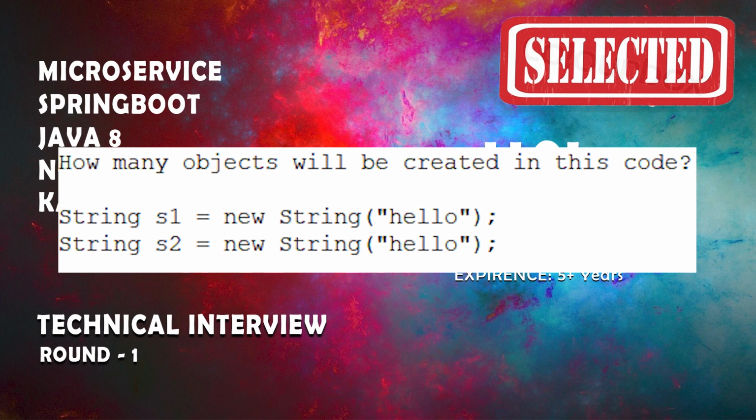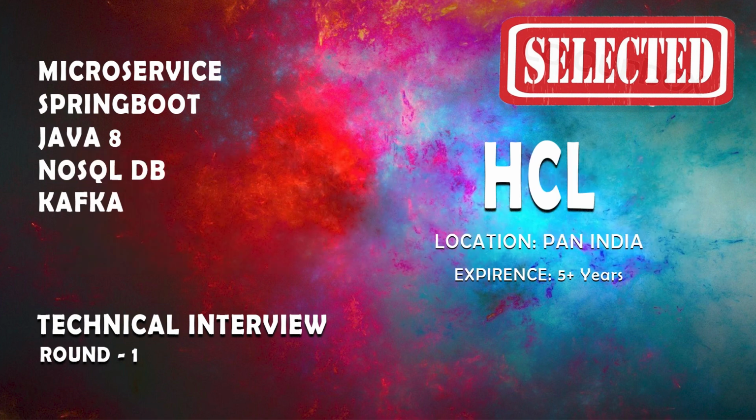But again it will check the string pool. Now, since we have created S1, hello is already there, so it will not create it, and so we have a total of three objects. For the first time two, and the second time only one, as the string pool already has this hello. Yeah, the string pool is a part of heap memory itself.